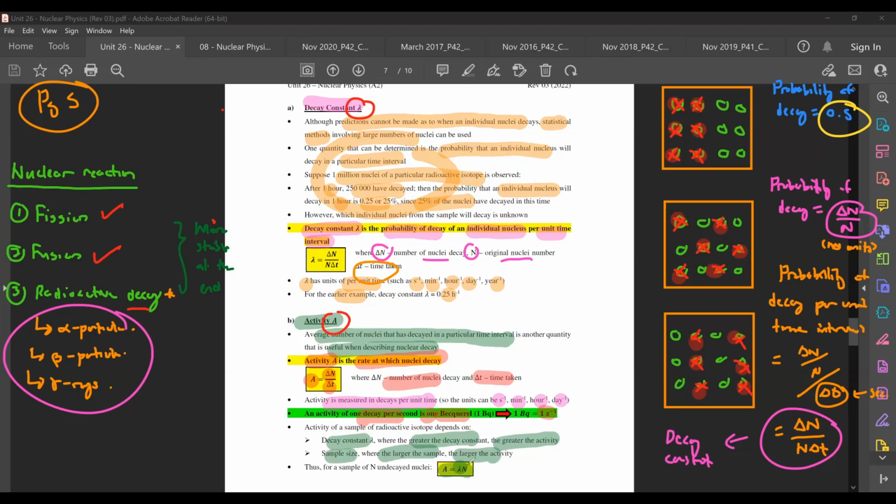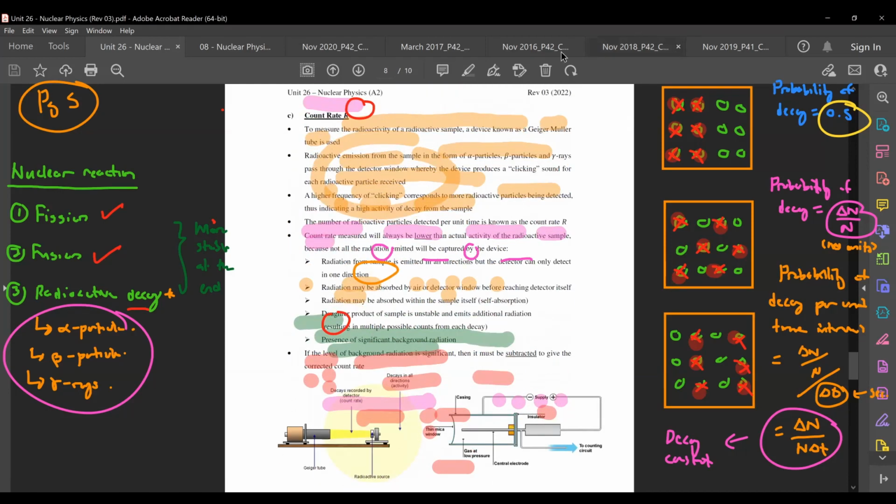Because you can see that if this one is large, obviously this one will be large. More probability of decay means higher chance of decay, so more will be decaying. And then if you have a larger number of nuclei, obviously more nuclei will decay too. So activity increases. How they got this equation is actually not within your syllabus. You just need to know that this equation exists and you will be using it quite a lot in your past year papers. Then I'll move on to the next one.